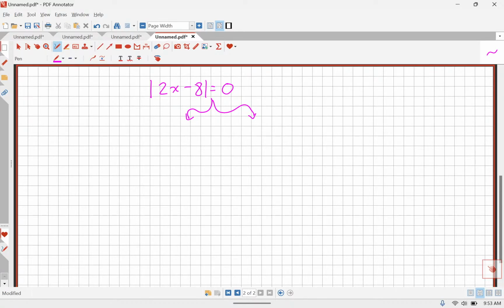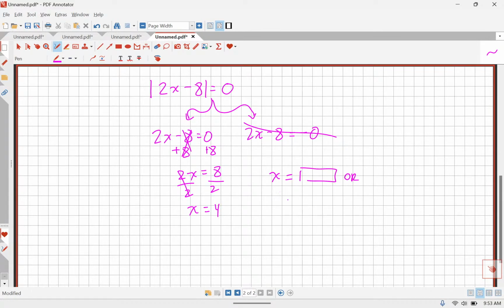Yeah, go ahead, Credence. Yeah, because you can't have 2x minus 8 equals negative 0. So you would actually only have to solve one equation. And in this case, x would only be equal to 4. Now on Canvas, it's still going to say x equals blank or x equals blank. On the first one, you put the answer, and in the second one, you put nope, to say that there is not a second answer, only one.